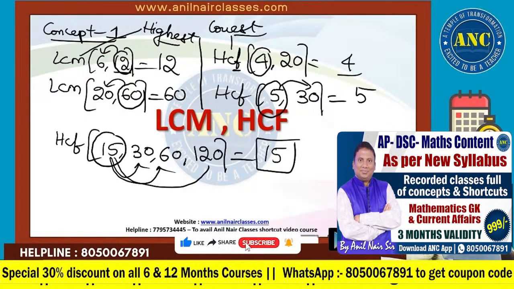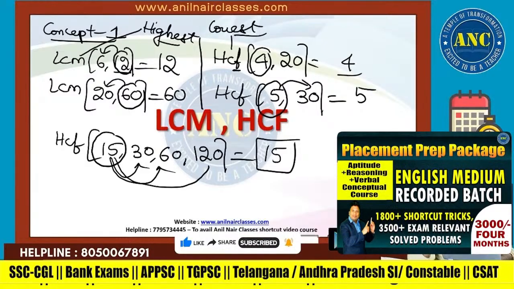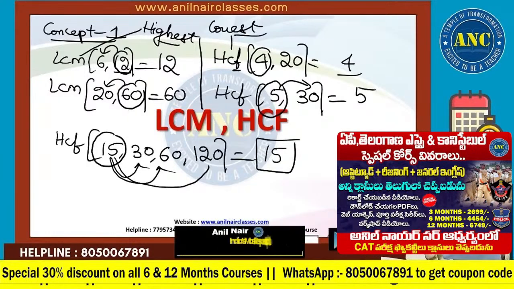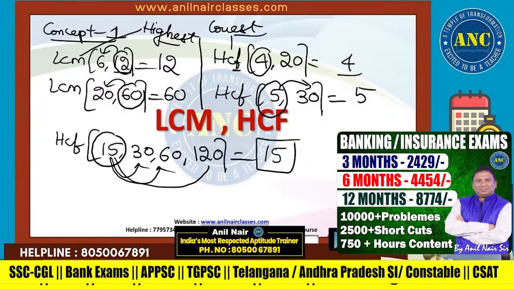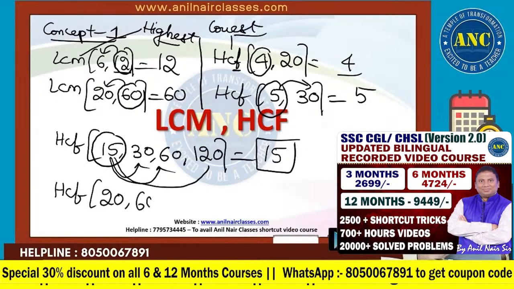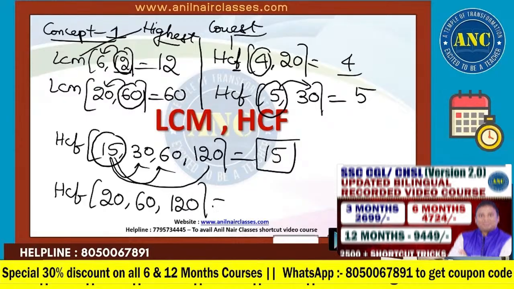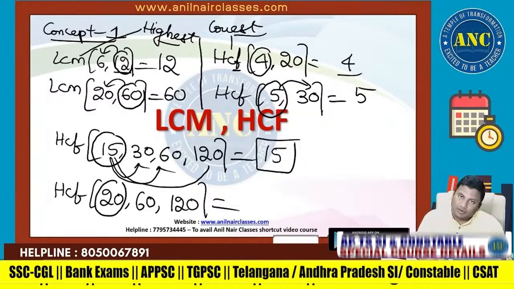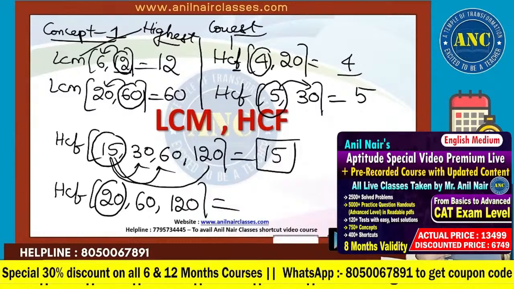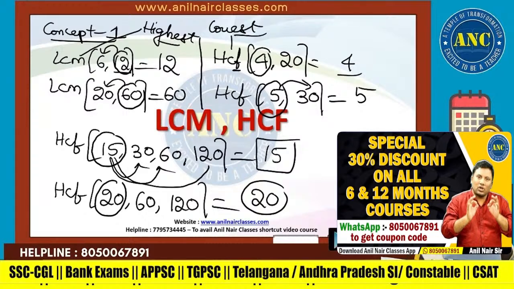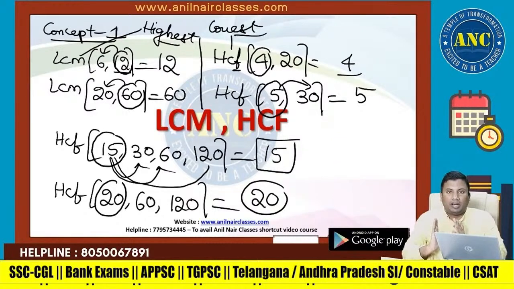What we did in LCM type 1, the same concept holds good in HCF. The only difference is that in LCM I take the largest value, and in HCF I take the smallest value. For example, HCF of 20, 60, 120. Take the smallest value, 20. Does 20 divide 60? Yes. Does 20 divide 120? Yes. So the answer is 20.